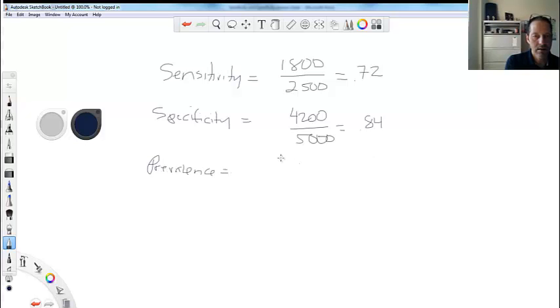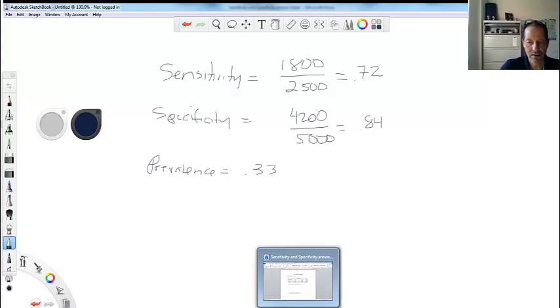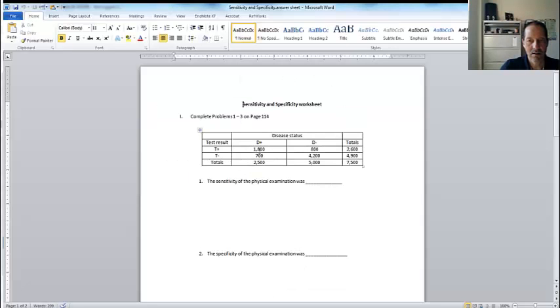Prevalence is equal to, you said 0.33. All right, 33%. So now we can calculate our positive predictive value. We can do it in two different ways. We can actually calculate it directly from our table here.